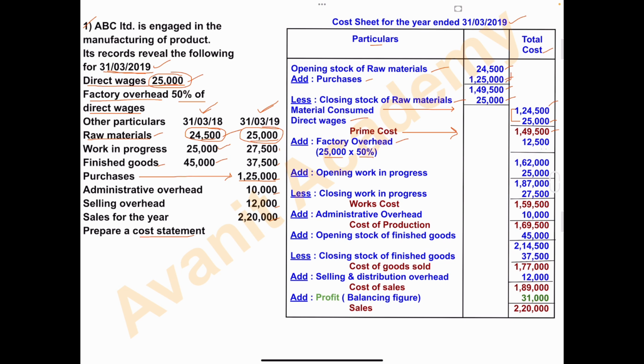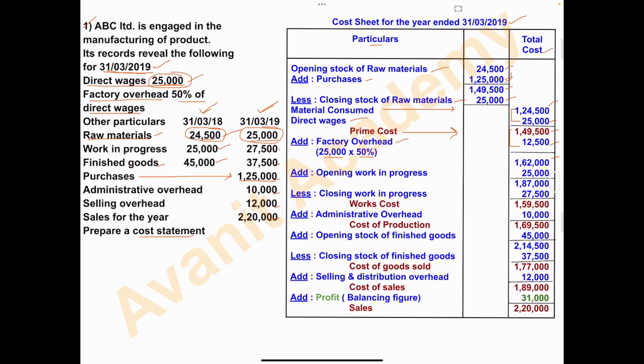You will get 12,500. 50% of 25,000 is 12,500. So the factory overhead amount is 12,500. Got this calculation? Now add these two amounts. 1,49,500 plus 12,500 and the total is 1,62,000.